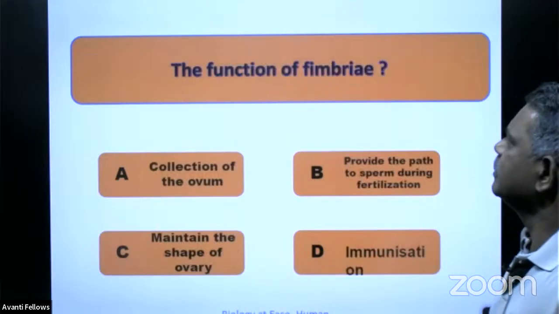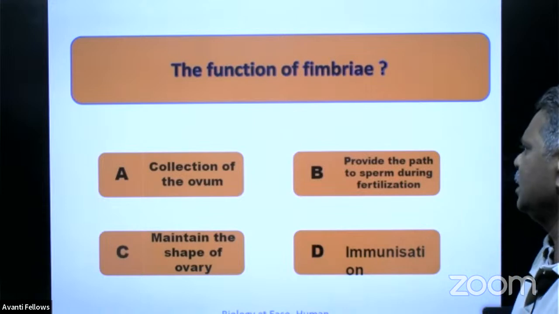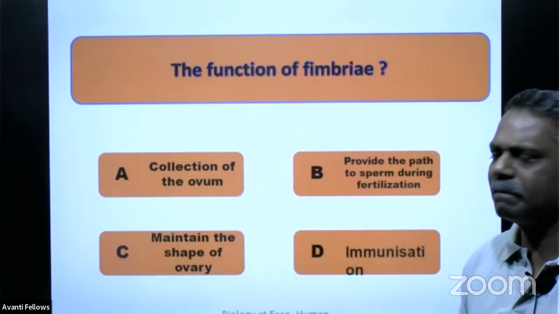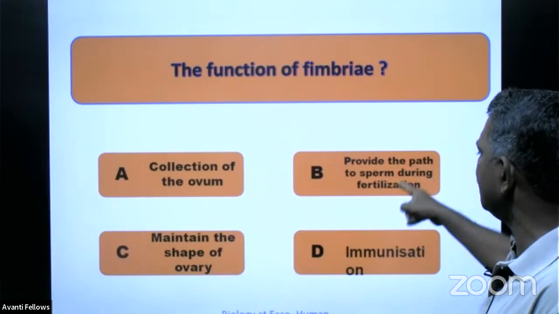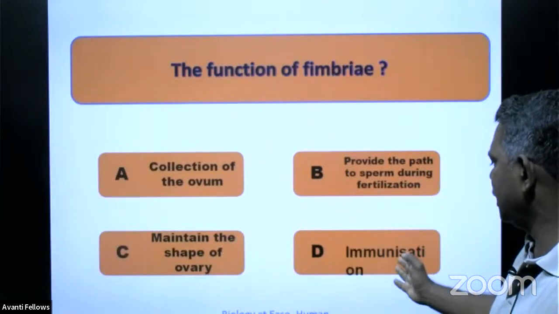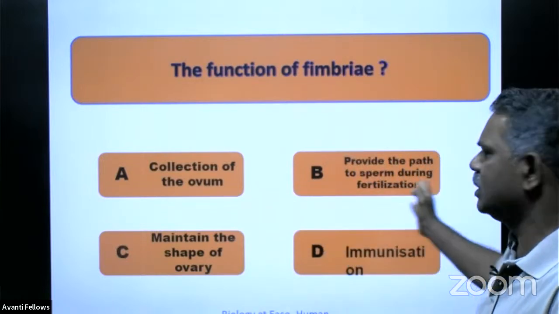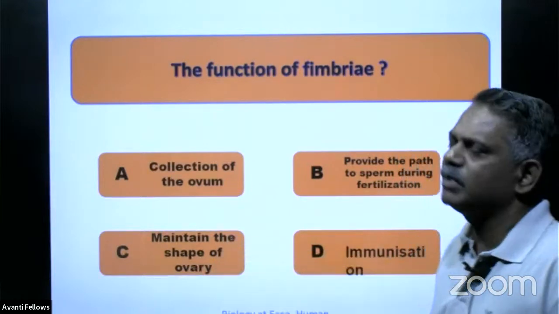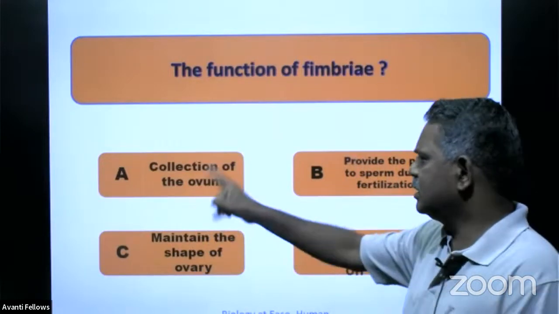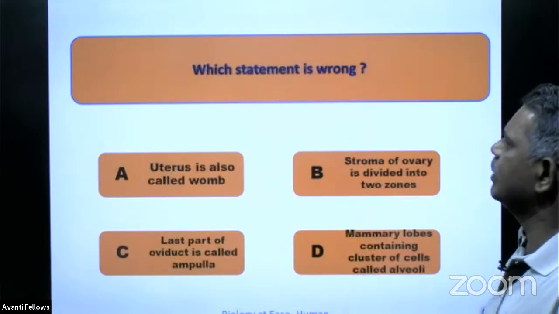Next, what are the functions of the fimbriae? Remember what fimbriae are. Is it for collection of the ovum, or for providing the path to sperm during fertilization, or for maintenance of the shape of the ovary, or for immunization? Find the correct answer from the four options, whether it is A, B, C, or D. Then we will move to another one.